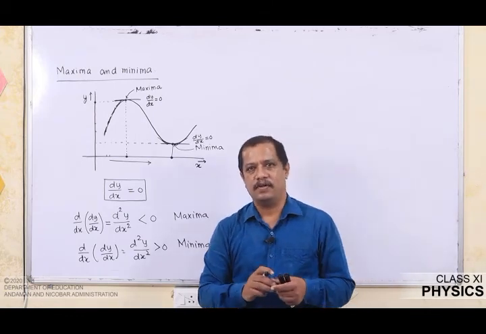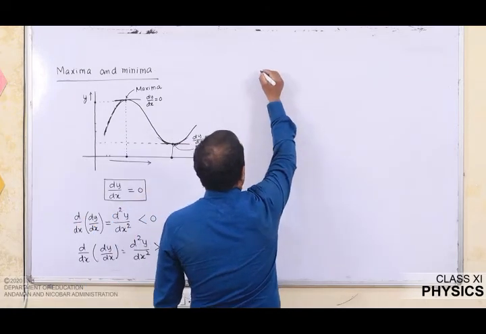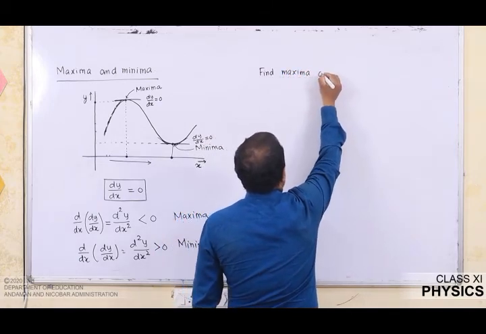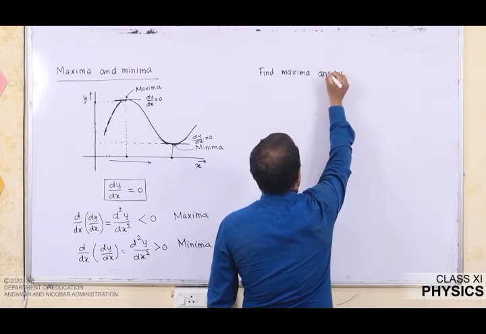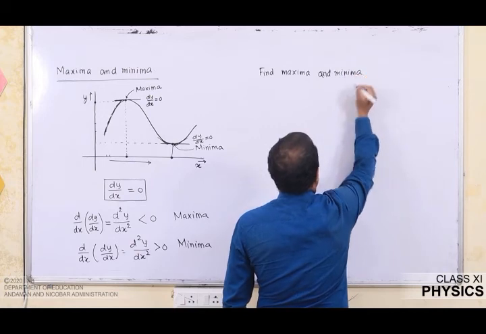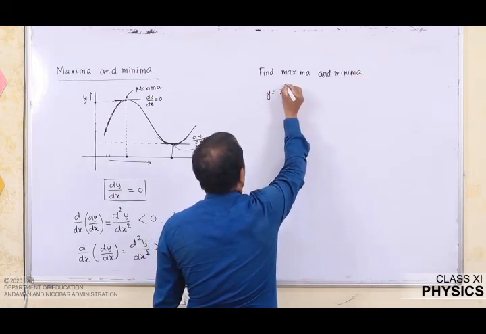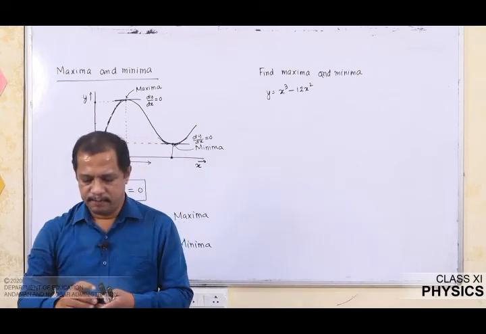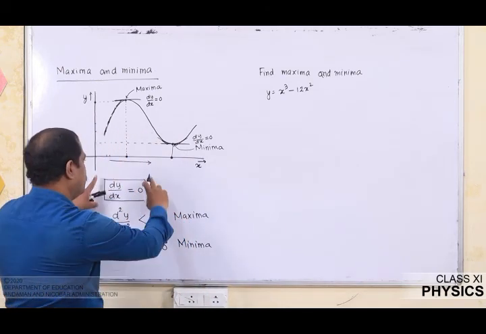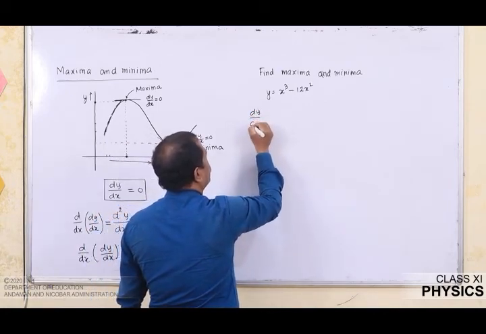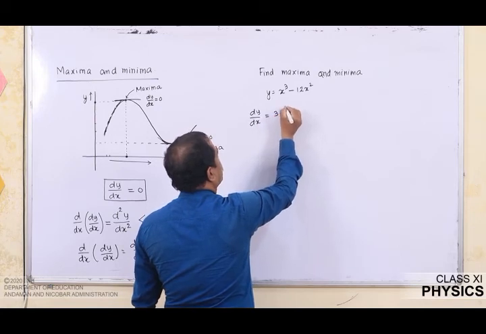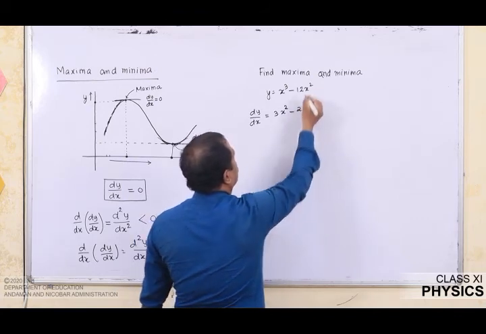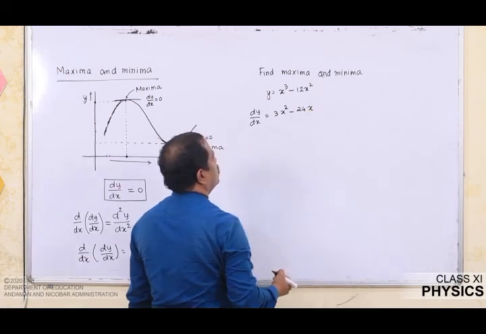I am going to solve one problem for you. So let me say that I am given a function, find maxima and minima of a function y is equal to x cube minus 12 x square. This is the function given. And to find the maxima and minima, I told you first I am going to differentiate. So dy over dx is equal to power times power minus 1, 3x square minus 12 into power 2 is 24, and power minus 1 is 1, so 24x. So this is the differentiation.